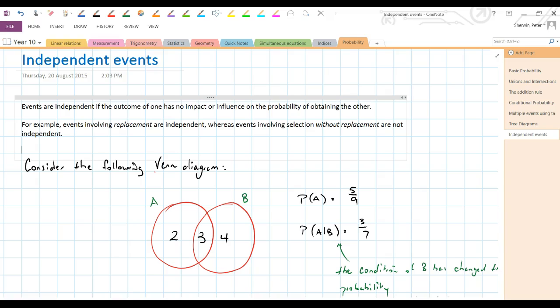Whereas with events like the one I've just mentioned, or perhaps in a sporting contest, it does matter what happened before. It does matter if I won the game before. I'm more likely to win it the next time around, and they're not independent of each other. So more real life examples will show independence.